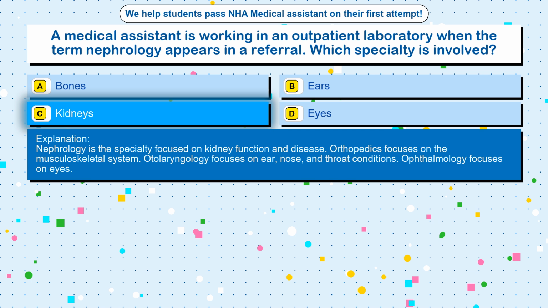Orthopedics focuses on the musculoskeletal system. Otolaryngology focuses on ear, nose, and throat conditions. Ophthalmology focuses on eyes.